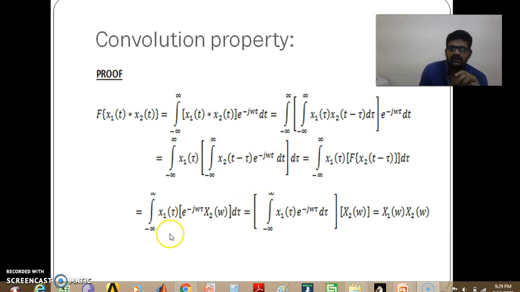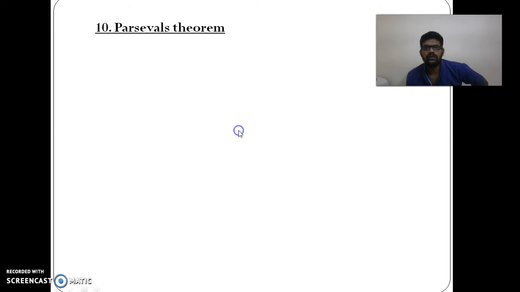So substituting the same function here, it becomes x1 of tau into X2 of omega. So this is again X1 of omega, so it is equal to X1 of omega into X2 of omega, after applying the time shifting property to this function. So we are left with the required formula: the Fourier transform of x1 of t convolved with x2 of t is equal to multiplication in the frequency domain. This is the convolution property.